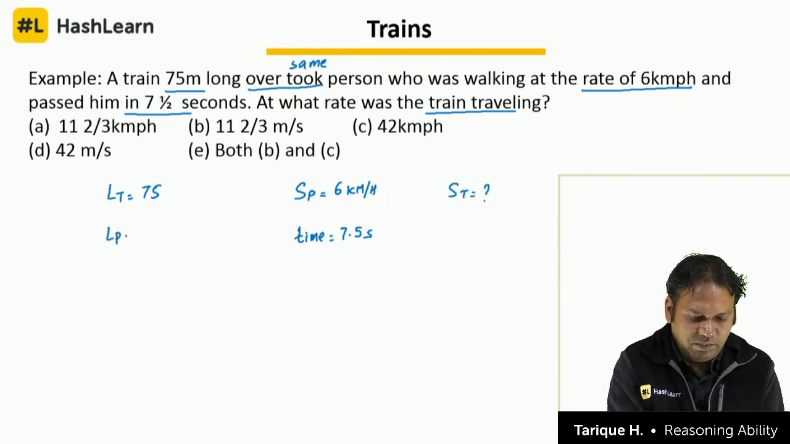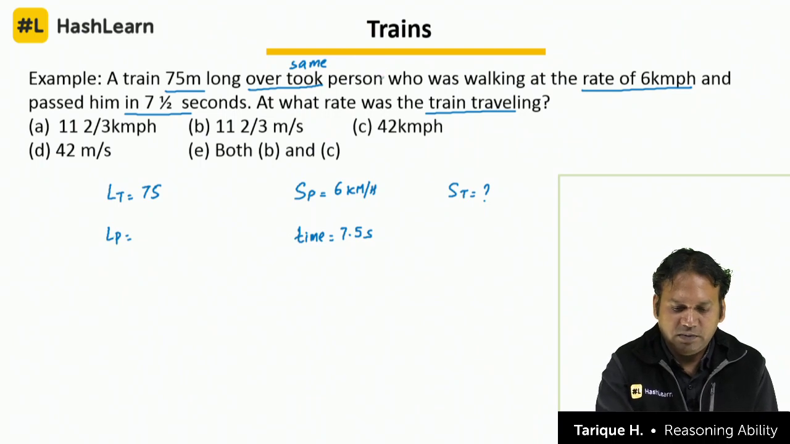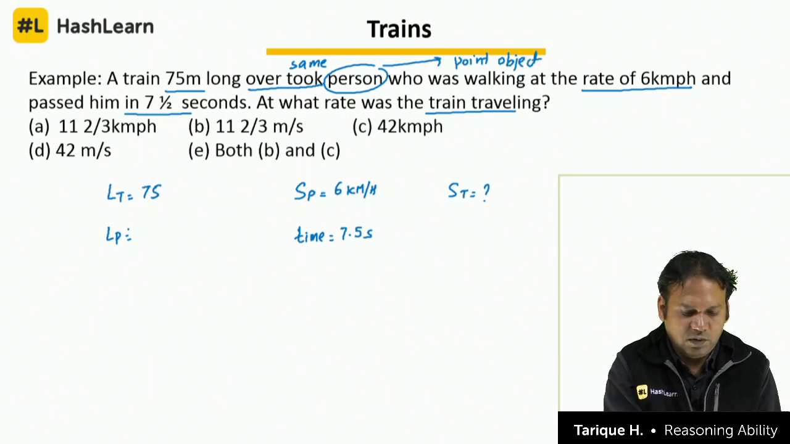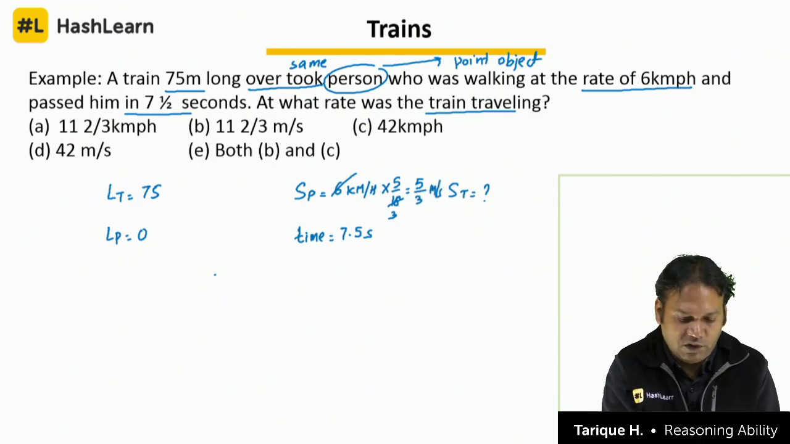Length of person, person is a point object, you see. So point object means length 0. Now first convert this into meters per second, otherwise you will not get the right answer. 5 by 3 meters per second. Now put everything in the formula.